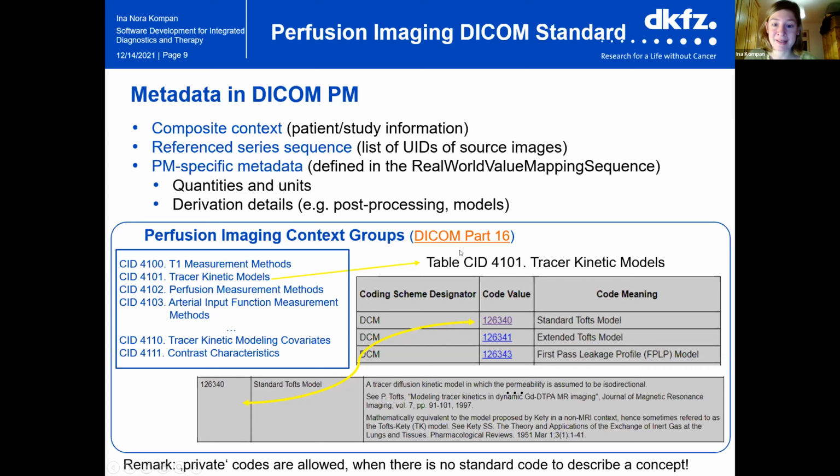Here you can see, as an example of such a context group, the tracer kinetic models. It's basically a list of contextually related codes. Each has a human readable name, for example, standard Tofts model, and each of these is assigned a unique identifier. Also in the DICOM standard, we have a description of that code, including a reference. As a remark, private codes are also allowed when there's no standard code to describe a concept. So if you want to fit a model that's not present in the standard, you can instead use a private code to capture these metadata.